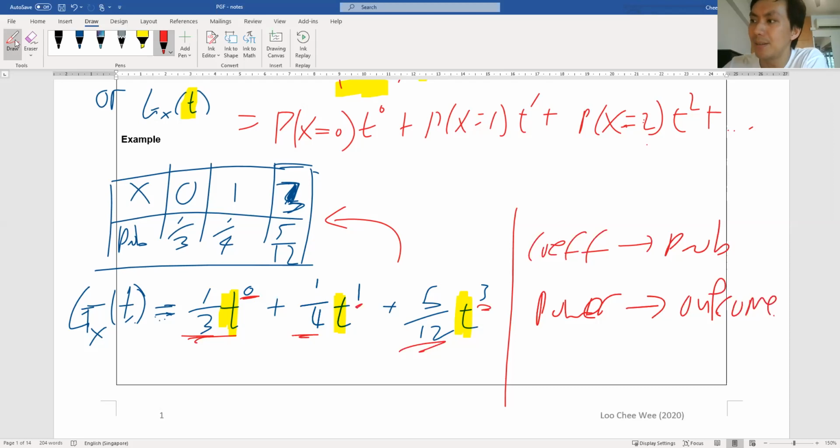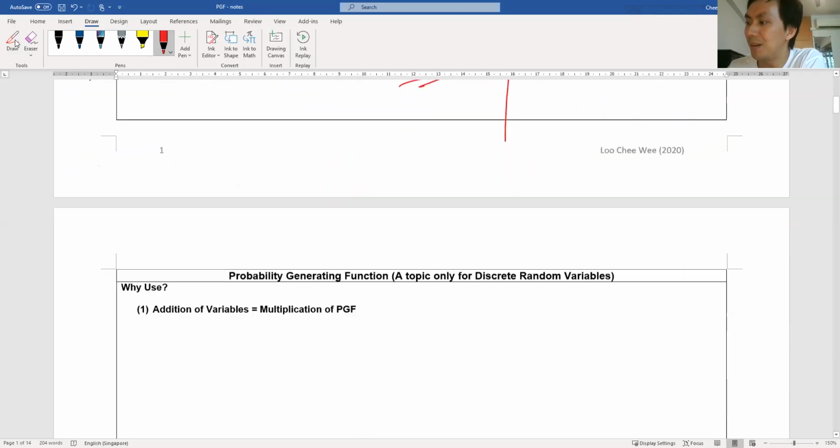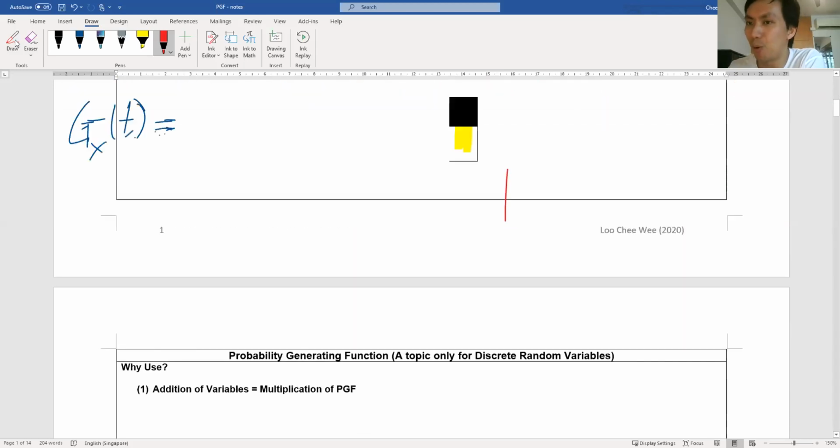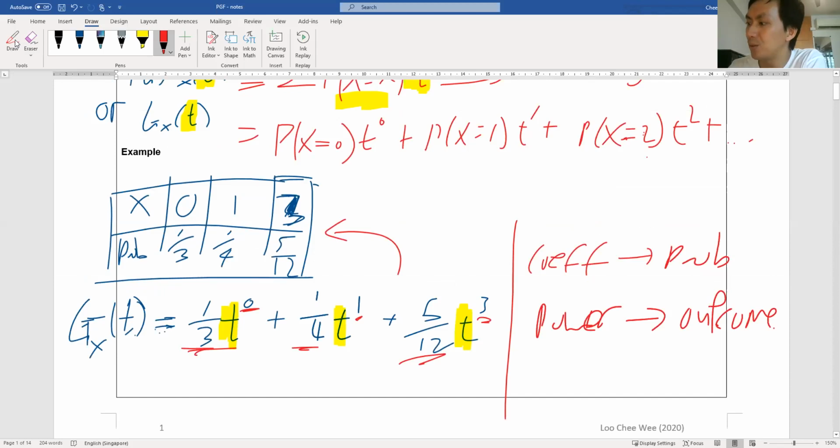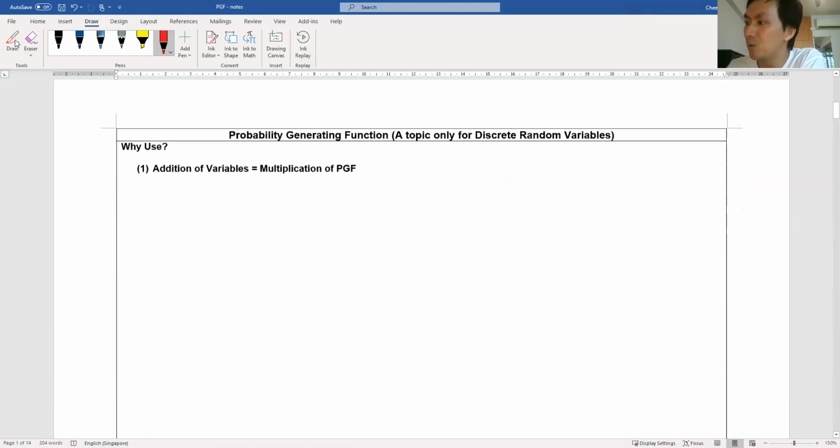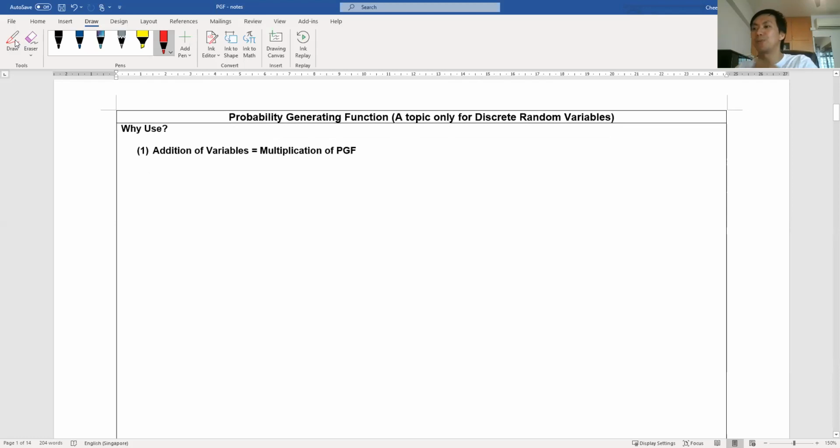So this is how a PGF is constructed first. And we realize that there's very elegant information contained inside the polynomial instead of the table. So how is it so? Why do you want to use it? It's because it actually creates a very good mechanism to construct addition of variables. So what do I mean by that?